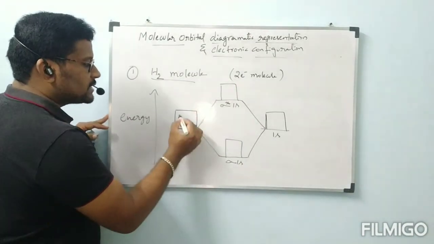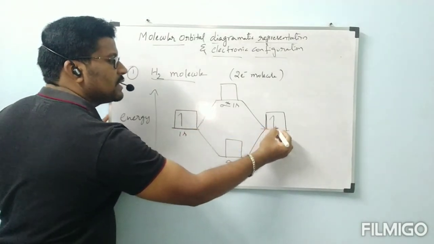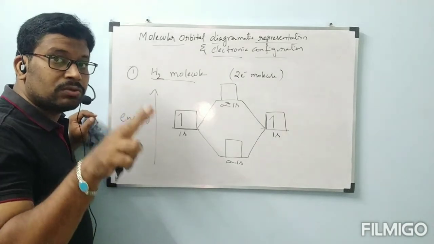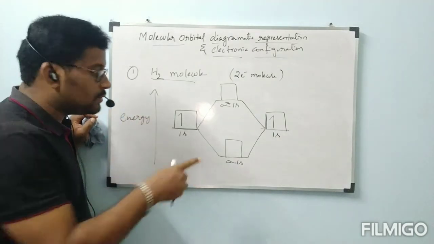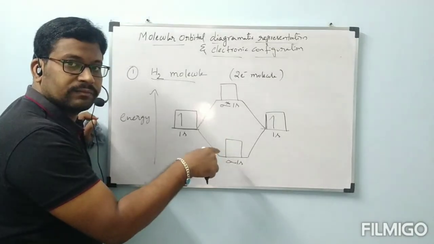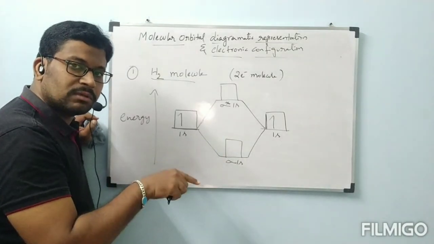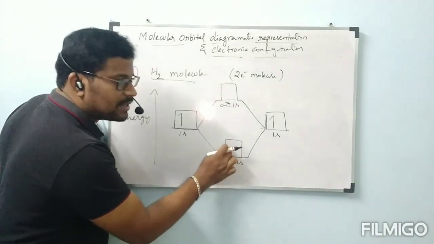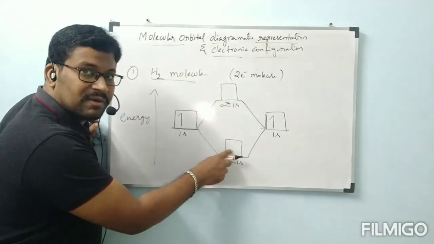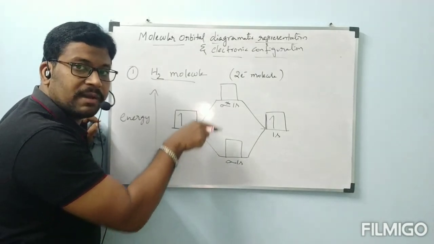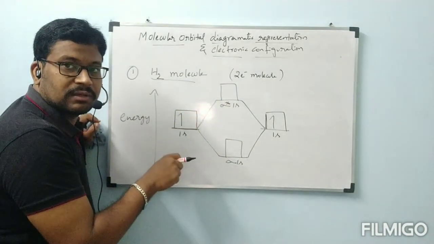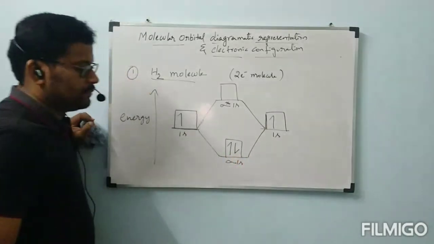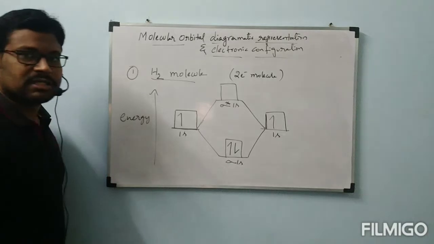Now this 1s has 1 electron, and this 1s also has 1 electron. Total how many electrons do we have? 2 electrons. The 2 electrons must enter these two orbitals following the Aufbau rule, and wherever required, Hund's rule also. Here, first this orbital, sigma 1s, must be completely filled. Then only electrons will enter sigma star 1s. Correct? Totally we have 2 electrons only, so those 2 electrons go in, 1, 2. No electron will be present in sigma star 1s.